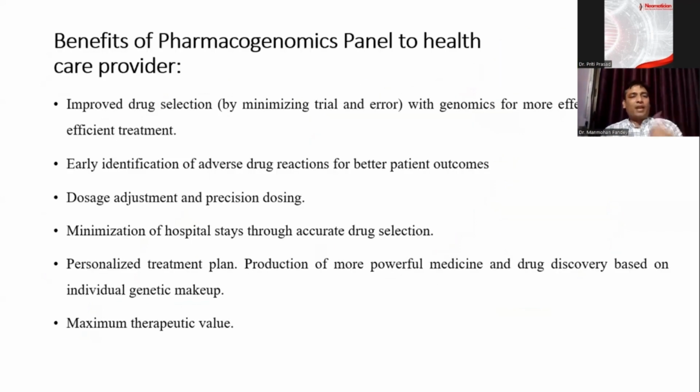So what is the benefit of a pharmacogenomic panel to healthcare providers? As I've already told, we can have variants which may hamper or increase the activity of a protein, and based on that we can recommend which drug or what dose of the drug. It will minimize the trial and error. Normally when we go for any drug, if it doesn't suit you, the doctor recommends some other drug. This is a trial and error approach, but it can be minimized.